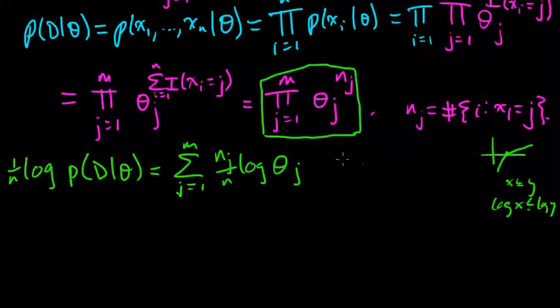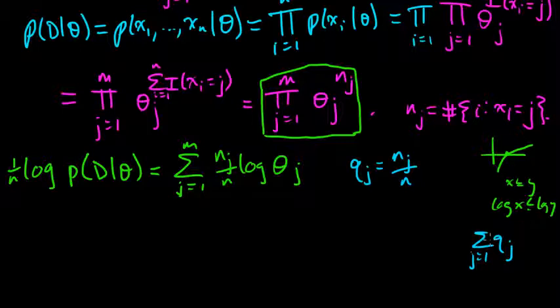So let's introduce a little bit simpler notation for these things. Let's call, I don't know, Q sub j equal to nj divided by n. Now, I claim that this is a probability. This Q is also a PMF, in other words, the sum is 1.